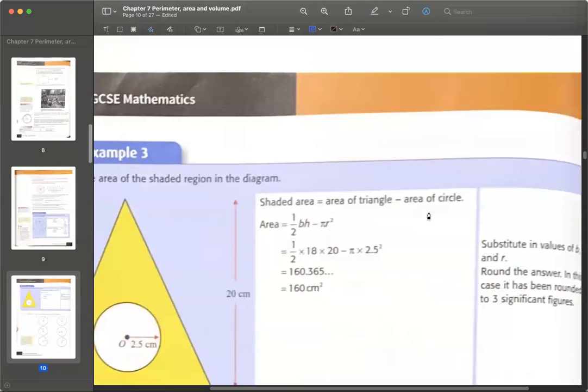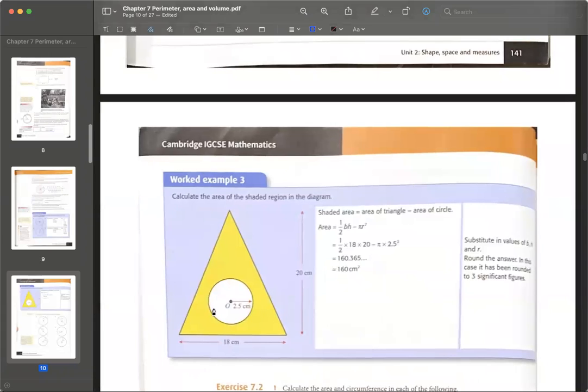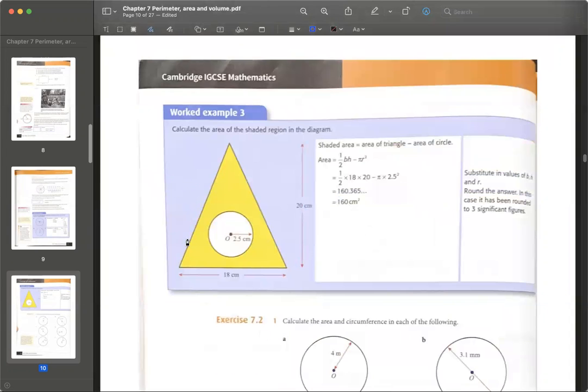Okay, so let's look at this one here. This is a harder question where you need to find the area of the yellow region. So you need to find the area of the triangle minus the area of the circle. This is a critical thinking question, which is quite easy. You just need to use the area of the triangle, because that is the whole thing, and then subtract the circle, and you get the area of the yellow region.